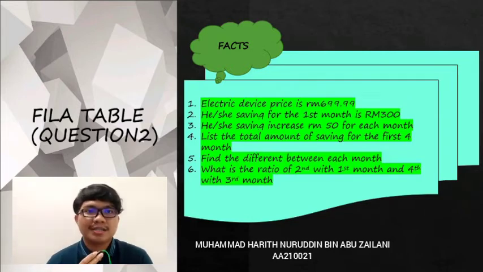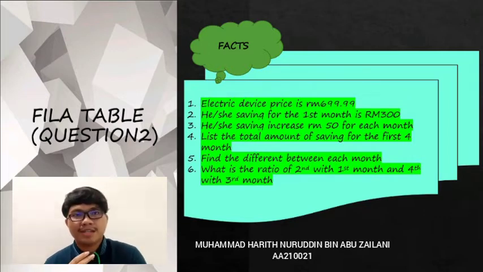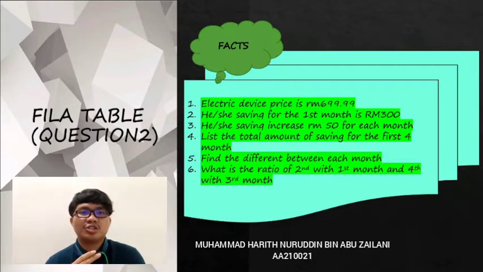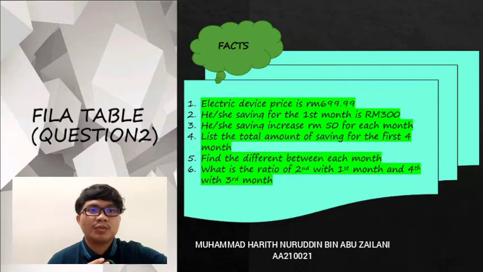The third fact is her saving will increase by RM50 each month. The fourth fact is to list the total amount of saving for the fourth month. Number 5 is to find the difference between each month. Number 6 is what is the ratio of the second month to the first month and the fourth month to the third month.